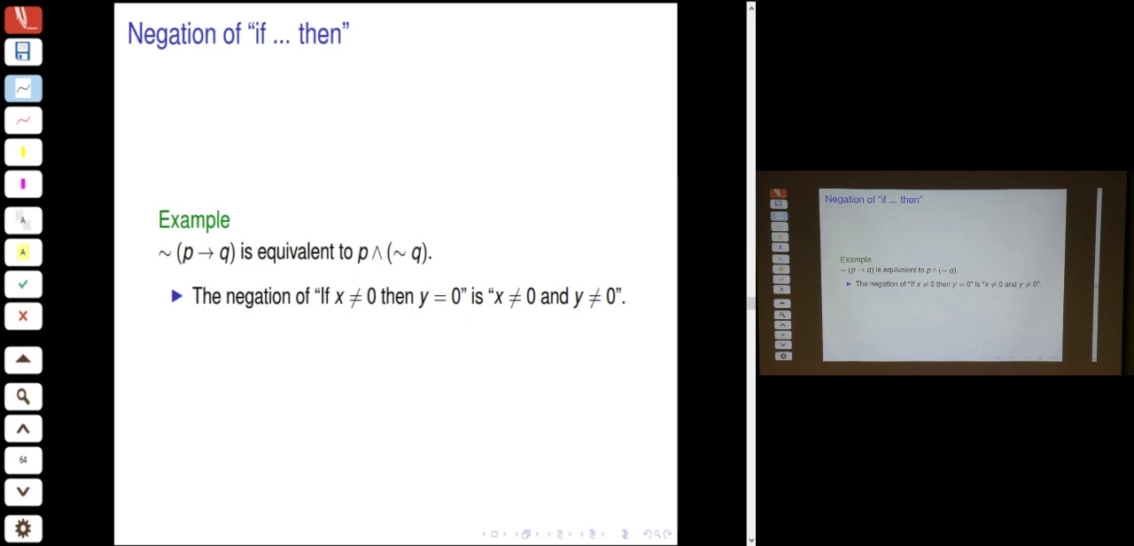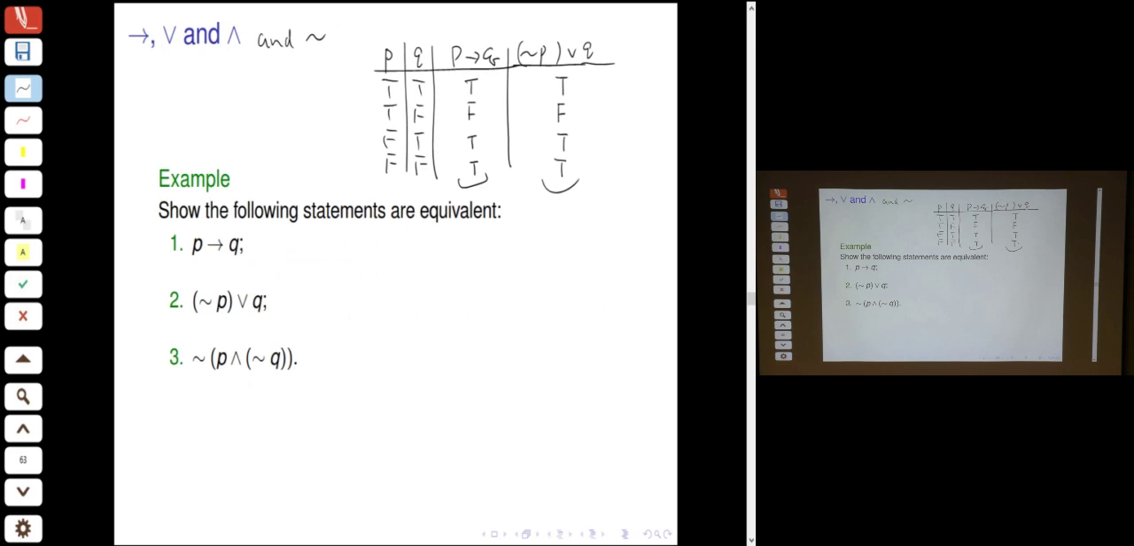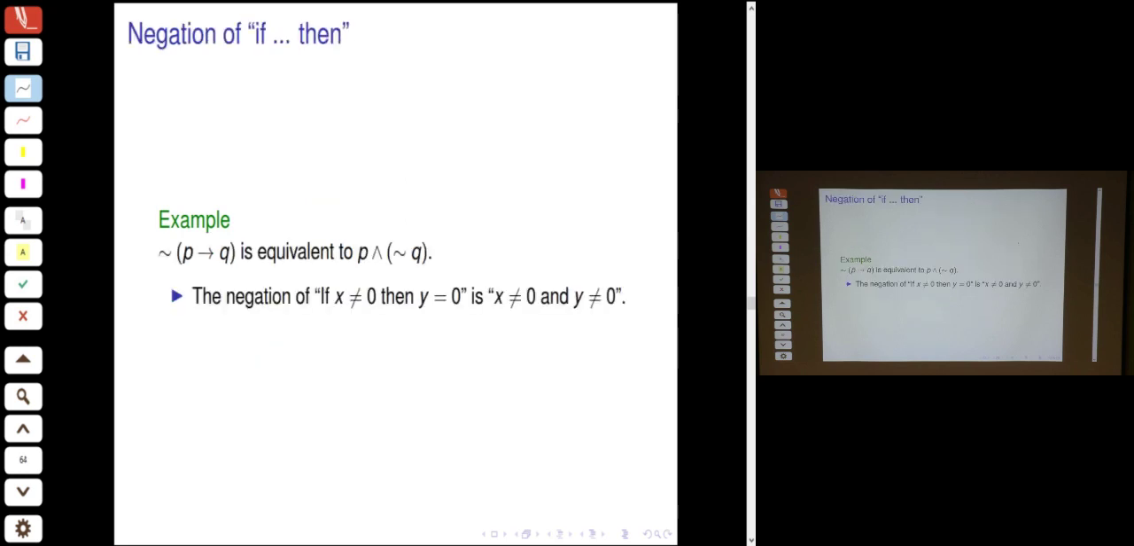This is equivalent to P and not Q. Well, I'm sorry, I didn't do 3. So if these two are equivalent, taking negation for 1 is like taking negation for 3, right? But then I would have a double negation. So these things are canceled. I have exactly P and not Q.